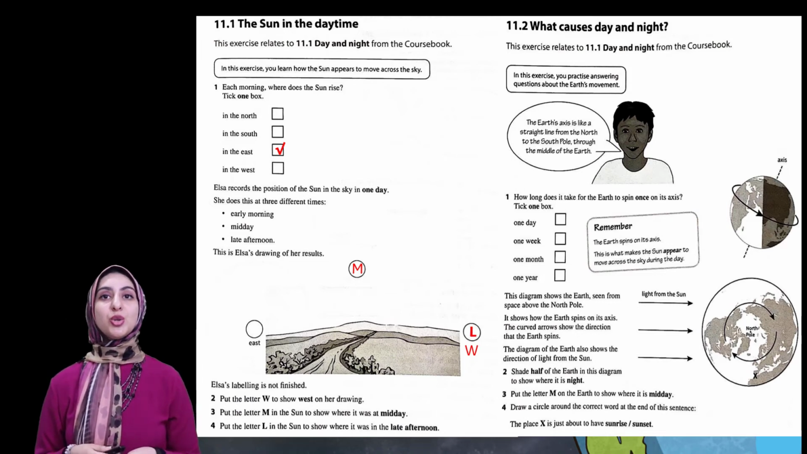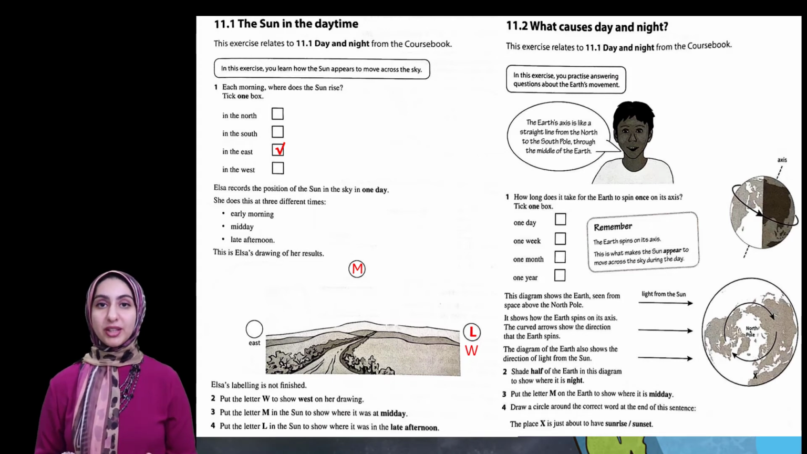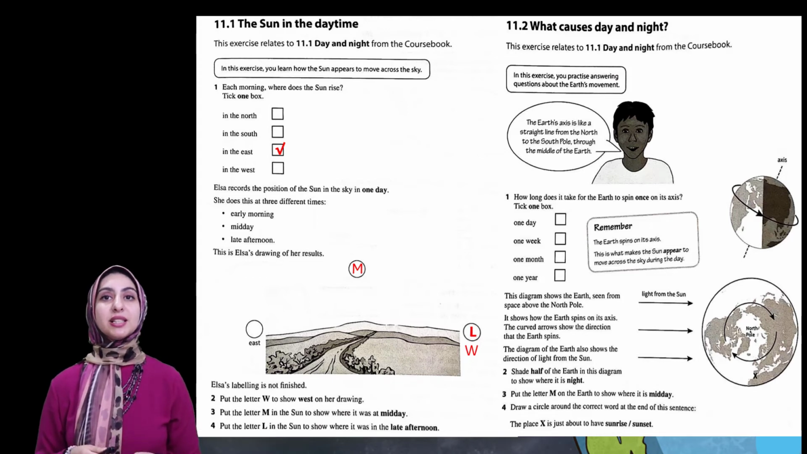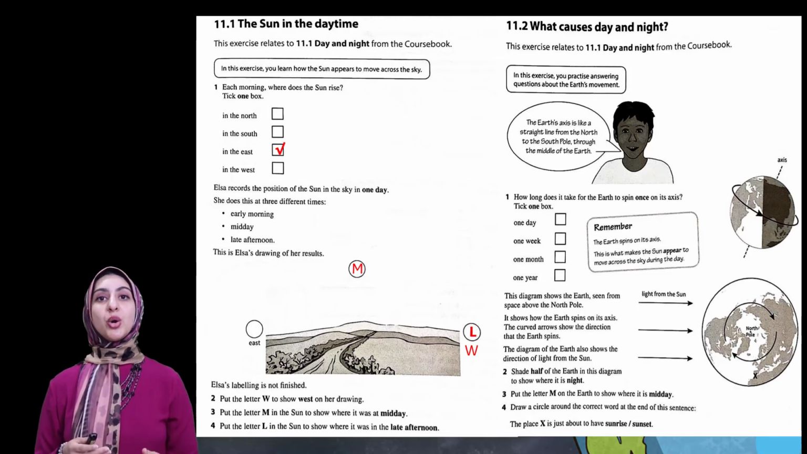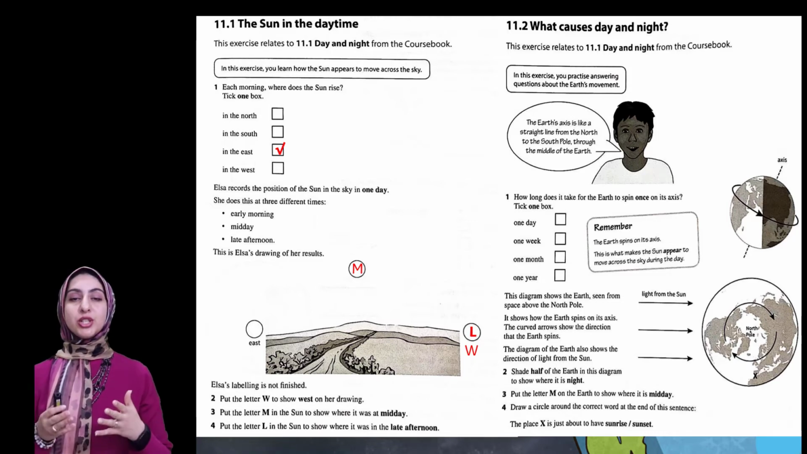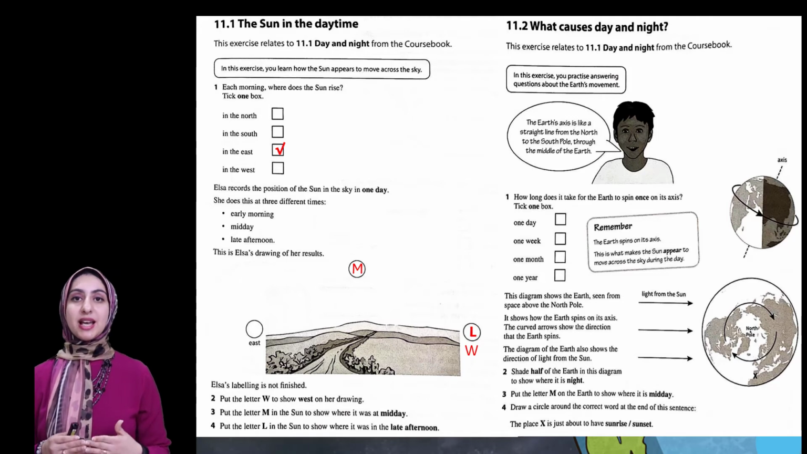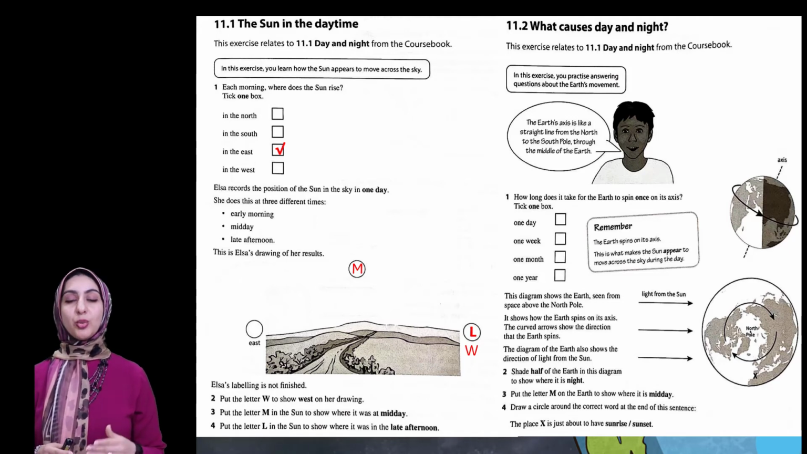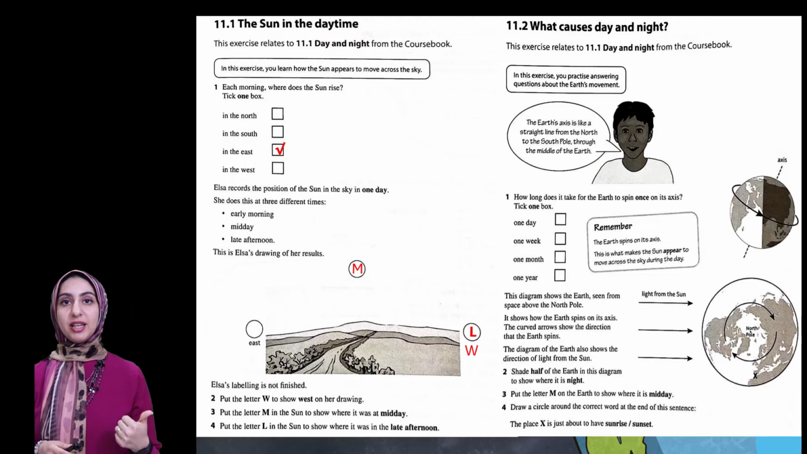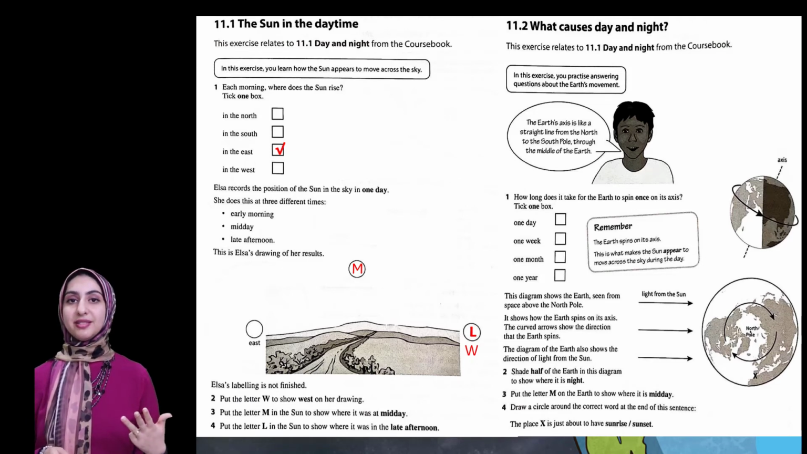In this exercise, you practice answering questions about the Earth's movement. There is one boy here saying the Earth's axis is like a straight line from the north to the south pole through the middle of the Earth. Question number 1. How long does it take for the Earth to spin once on its axis? Take one box. We have options here: 1 day, 1 week, 1 month, or 1 year. Yes, of course, 1 day.